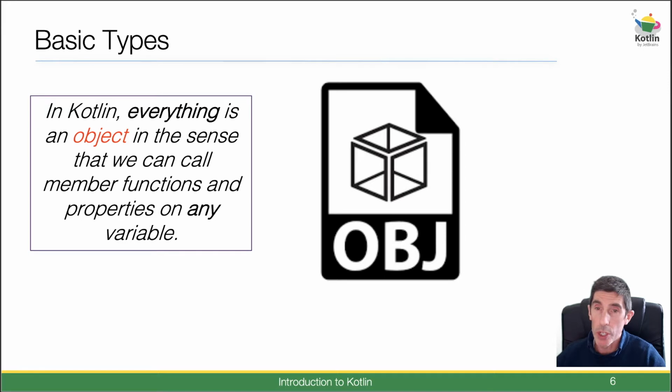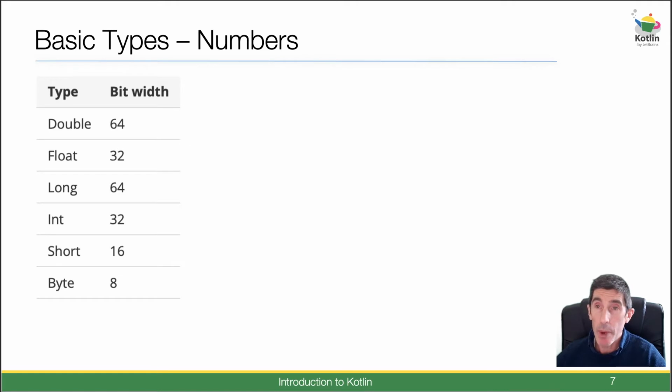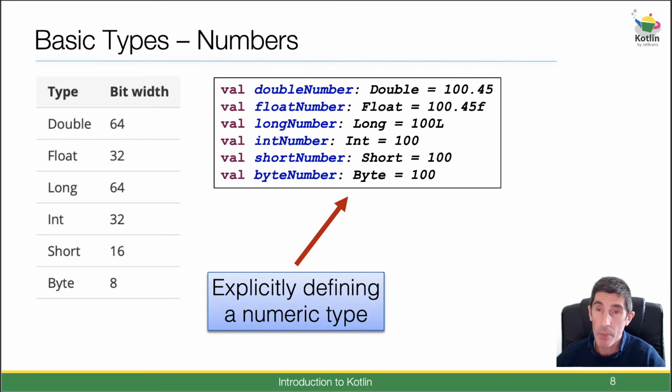Different to Java, which had objects and basic types, everything in Kotlin is a type. So everything has properties as well as its behavior. So we can call member functions on those particular variables. To talk a little bit about numbers, it's more just for informational purposes, but we have these different types: double, float, long, int, short and byte, and you can see there the bit width, basically how much space it takes up.